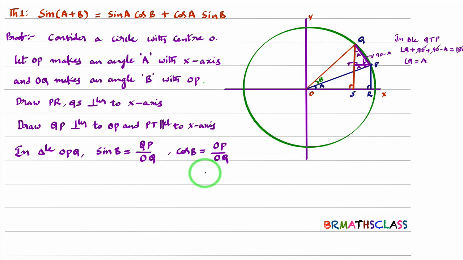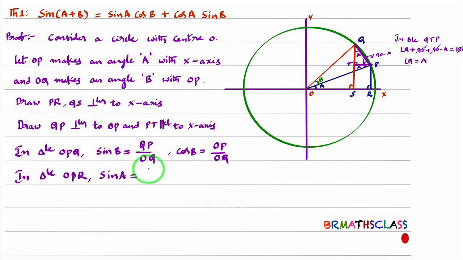A few more things are also needed. Those things also I'll write here. In triangle OPR, you observe the triangle OPR. This is the triangle OPR. In this triangle, what is sin A? We know that sin A means opposite side by hypotenuse.